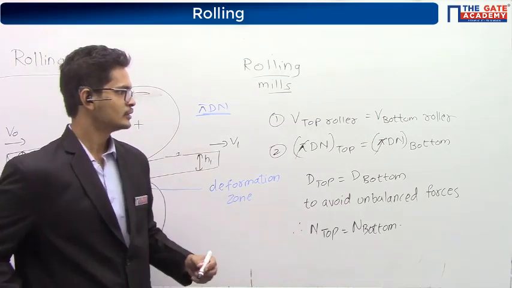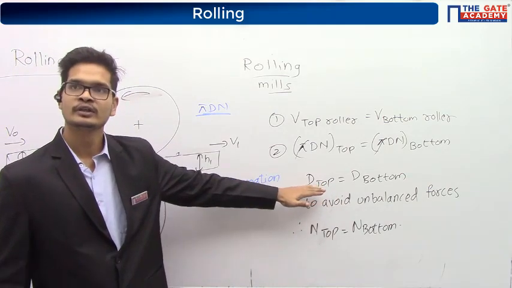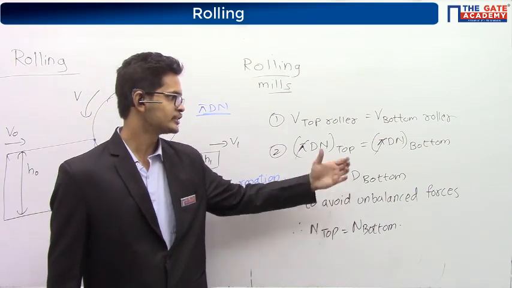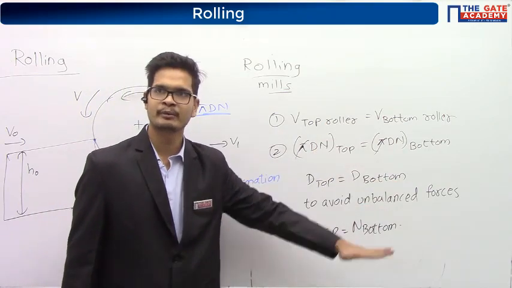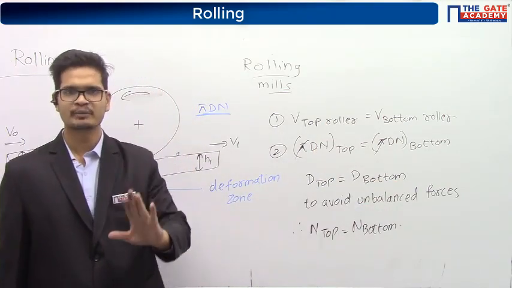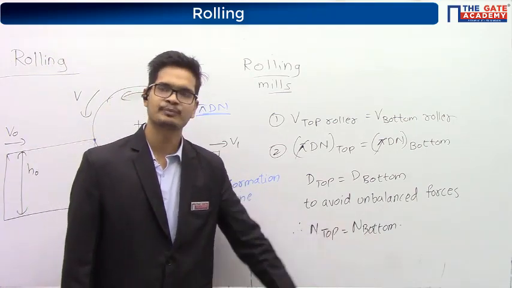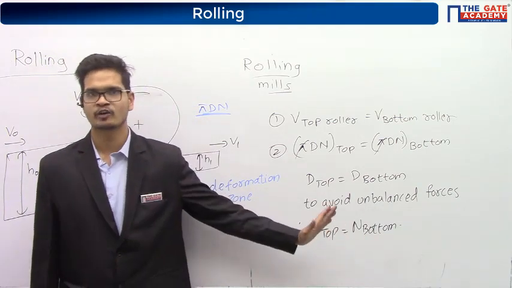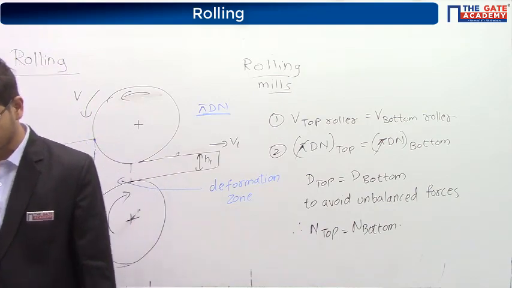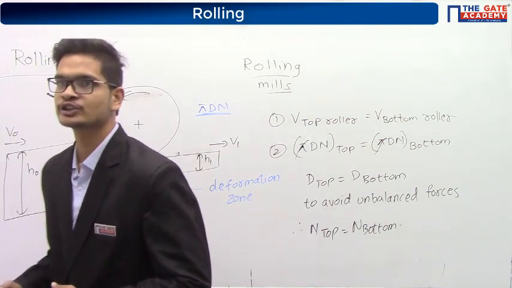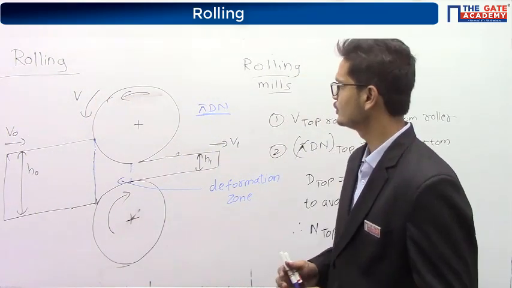Please write down: D top is the diameter of the top roller, D bottom is the diameter of the bottom roller. That is, D is the diameter of the rollers, N is the RPM of the rollers. If the two rollers rotate in the same direction, the metal will not go inside.